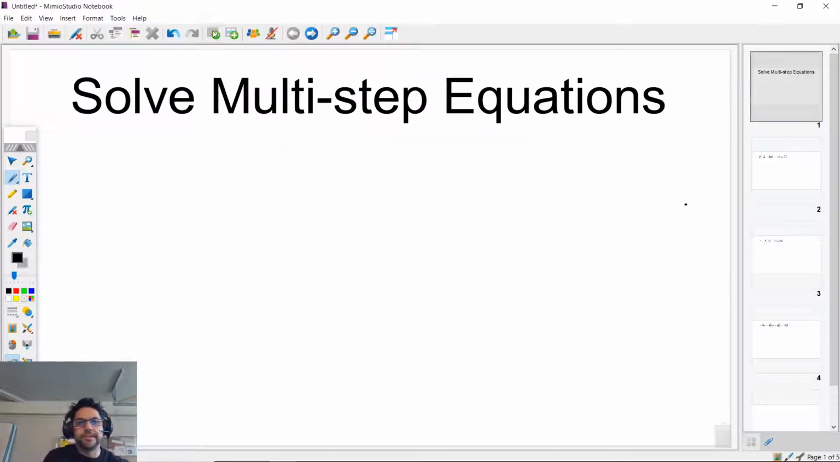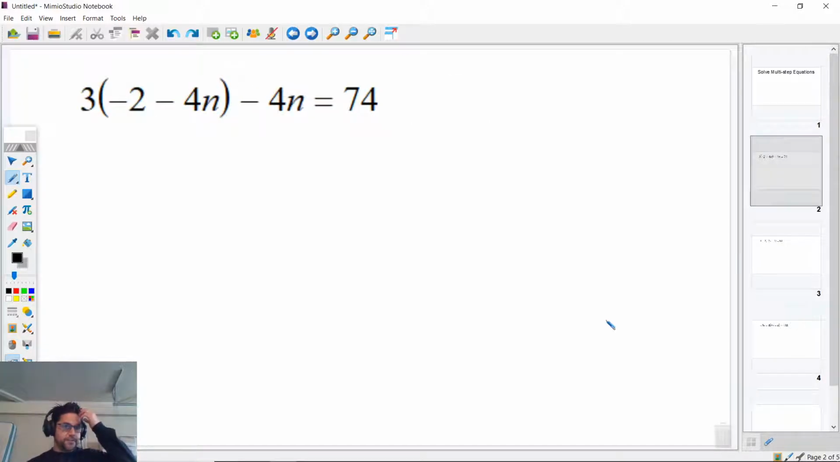All right, ladies and gentlemen, today we're going to go ahead and review solving multi-step equations. Just have a few problems here to talk about the steps and then a few small pointers on the actual assignment. So first example here, I'm going to go ahead and do my distributive property first, then combine like terms.